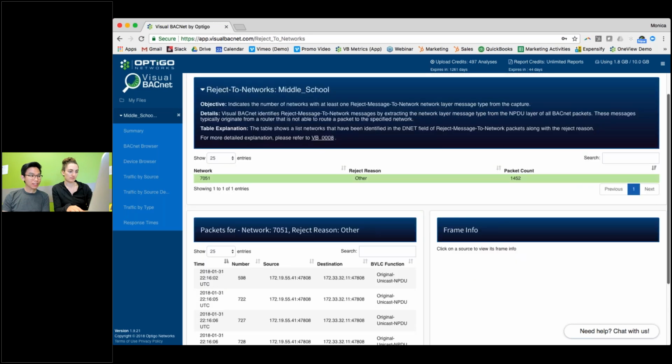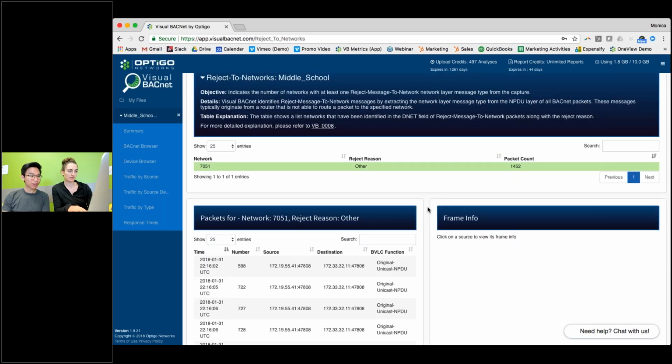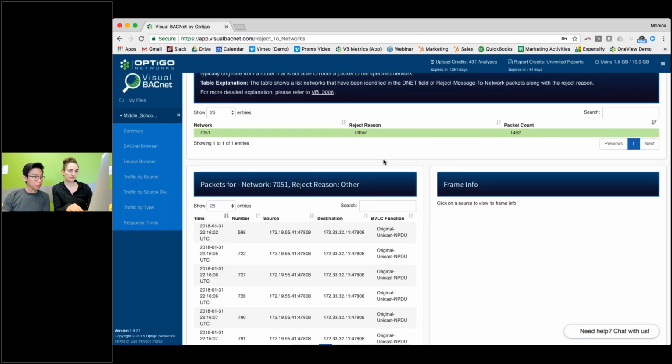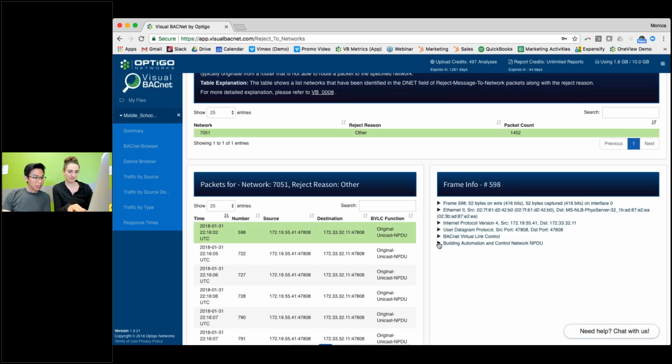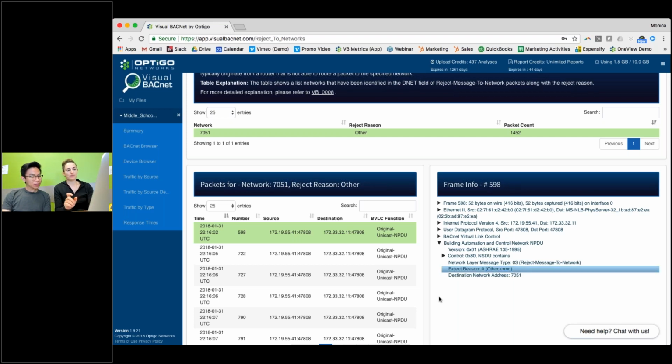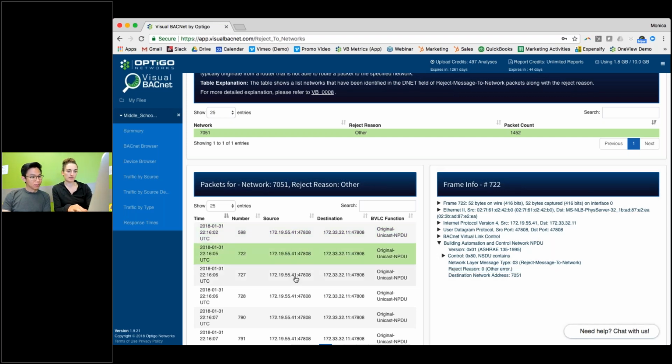So devices are trying to reach this network, and the router to this network is saying that something is not right, and the reject error seems to be "other," which doesn't describe much. Not entirely helpful. This device is online because it's sending the reject. So it's not that it's offline, right? It's just that it's sending a reject notification. And they all seem to be "other."